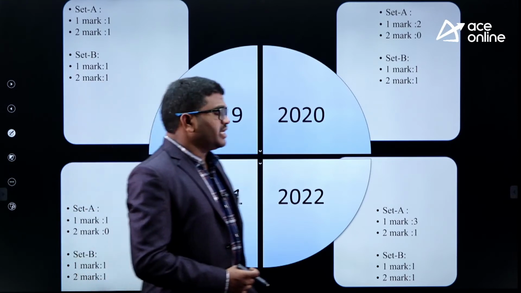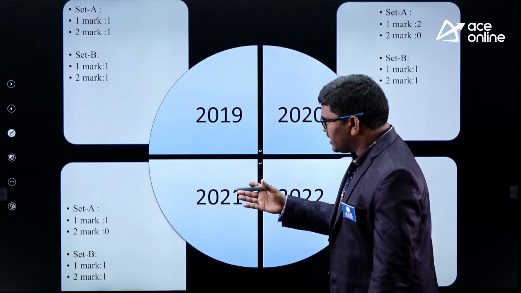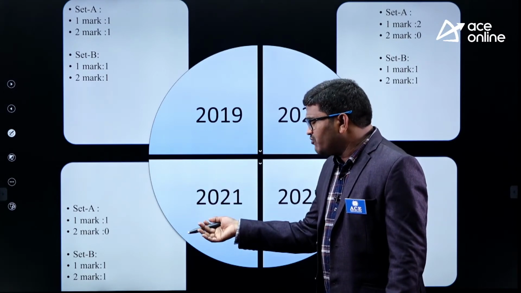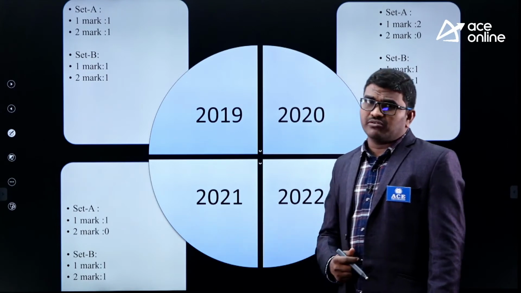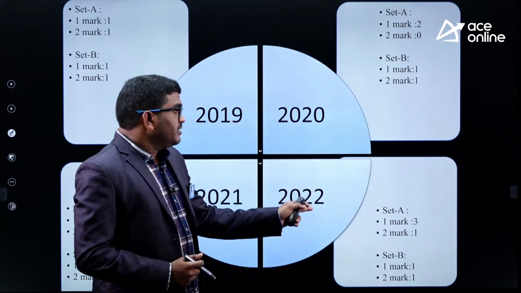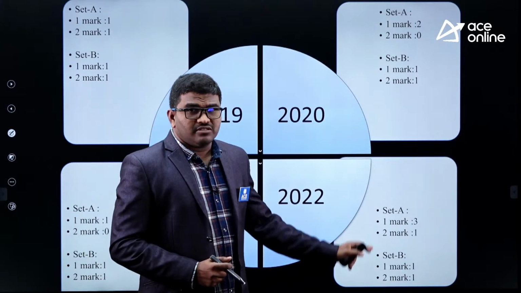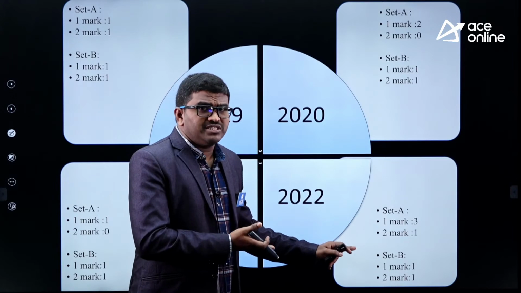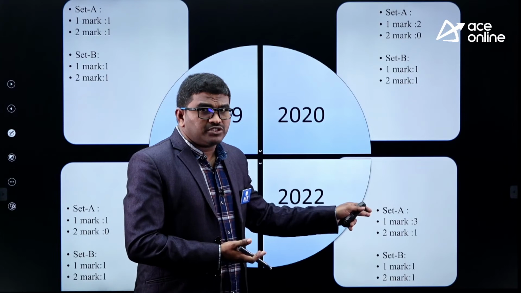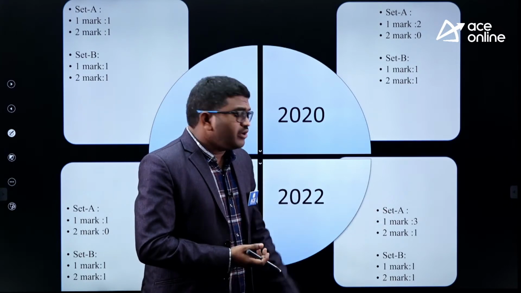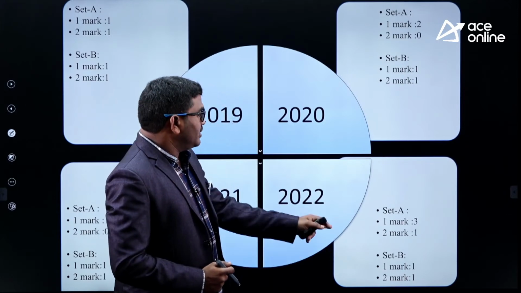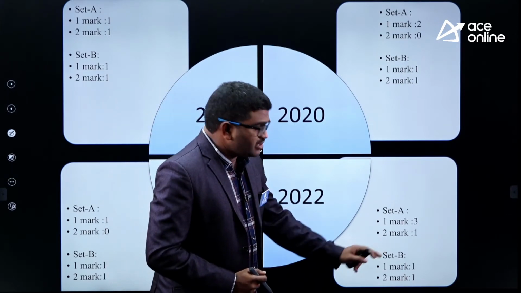This is 2020. And in 2021 also, if you see here, only one 1-mark question in the morning paper, and in the afternoon paper, one 1-mark question and one 2-mark question. And in 2022, in set A, 3 1-mark questions and one 2-mark question. This year, 2022, there is more weightage here. So total how many marks? 3 1-mark and 2, 5 marks total from set A. But in the afternoon paper, it is only 3 marks.